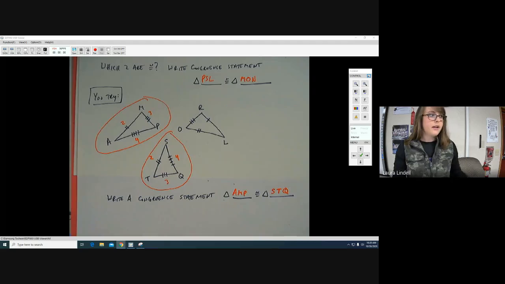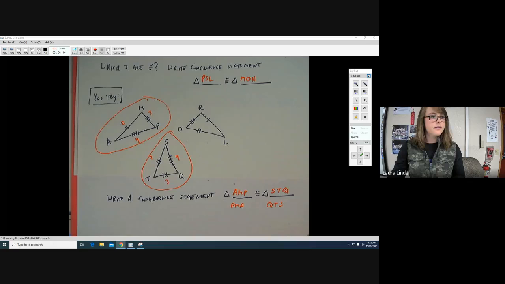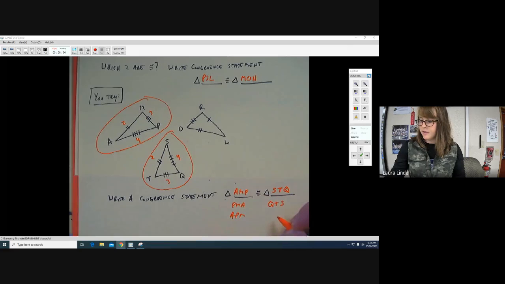There's a lot of different options, as I wave my hands about, that you could pick for your congruent triangle statement. If you did PMA, for example, then it would be QTS. If you did APM, then it would be SQT. So there's a lot of different options here.